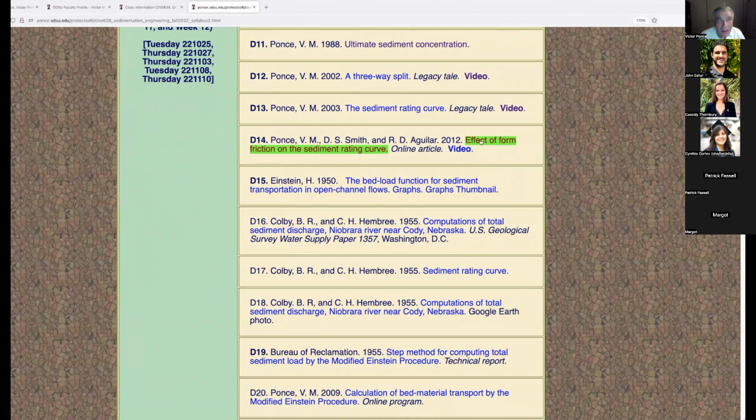Okay. So then our next subject is D15. This is the big one. It's the actual Einstein paper. So that we're going to do today. We have about 25 minutes.